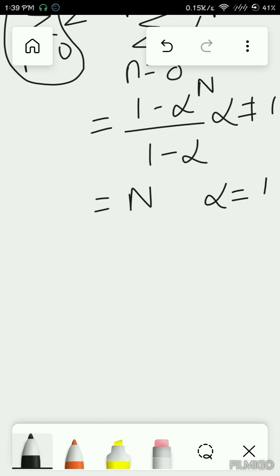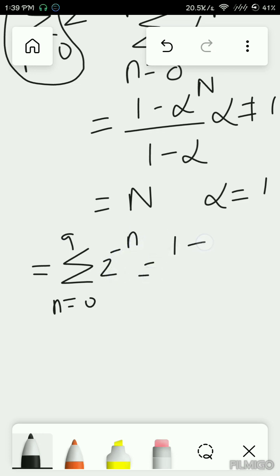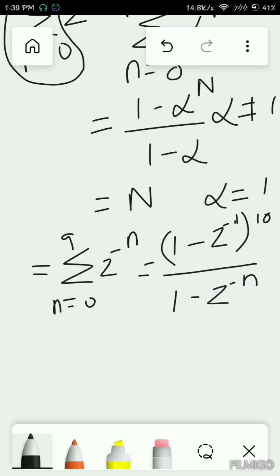So what you have to do? You're going to write it as the summation from n equal to 0 to 10 minus 1, or I can say 9, of z to the power of minus n, which is equal to what? That is 1 minus z to the power of minus 1, whole to the power of 10, divided by 1 minus z to the power of minus 1.